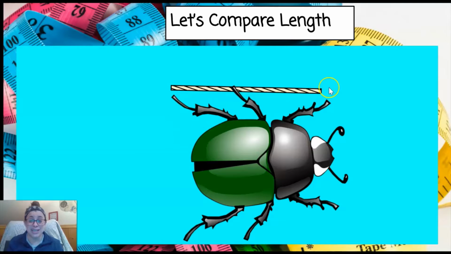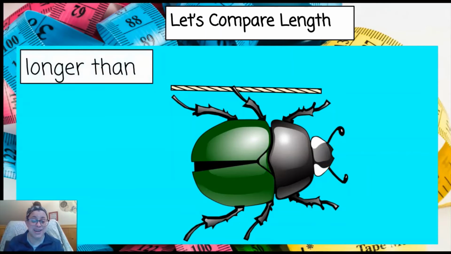Looking at the endpoints, the other end of the string stops here and the bug keeps going. So that means the bug is longer than the string. So we can say the bug is longer than the string. Repeat after me. The bug is longer than the string. Great. We know that the bug is longer than the string because look, that string stops and the bug keeps going.